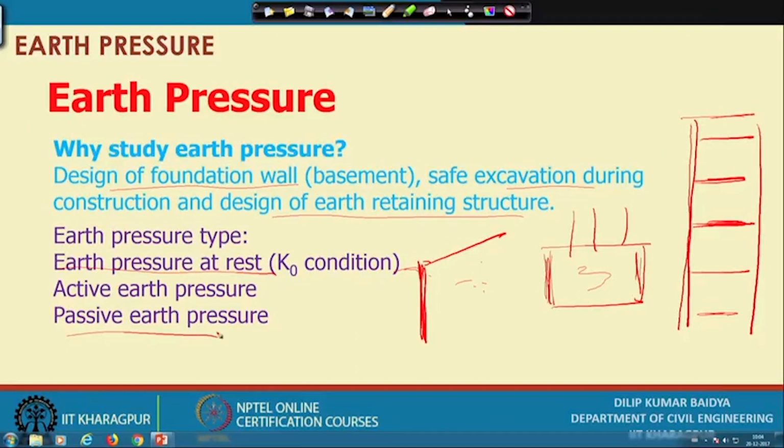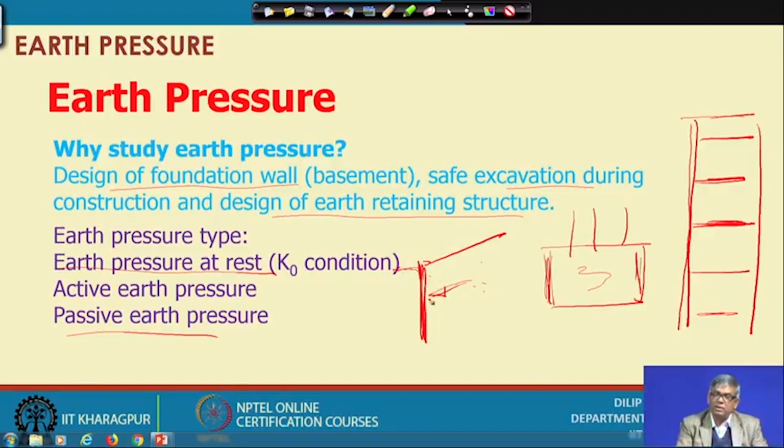What is active earth pressure? When the wall moves away from the backfill, suppose in this direction, whatever pressure acts on it is active earth pressure. And suppose the wall moves in this direction, then the pressure on it because of the soil is passive earth pressure. Now, you have to get an idea, out of the three: earth pressure at rest, active and passive, which is the maximum and which is the minimum.